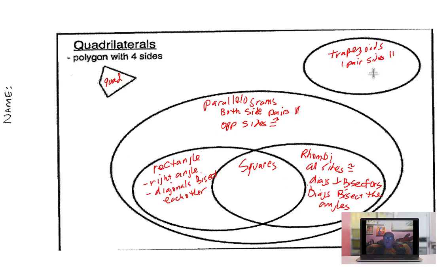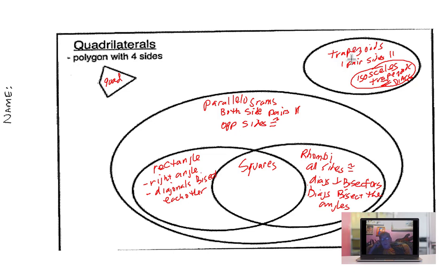So we have trapezoids, one pair of parallel sides. Within the trapezoids, we have isosceles trapezoids. We could do another Venn diagram. There's another circle here. These are isosceles trapezoids. And these have congruent diagonals. The diagonals in an isosceles trapezoid are congruent, and the base angles and the top base angles are congruent. So those are the properties that isosceles trapezoids have.